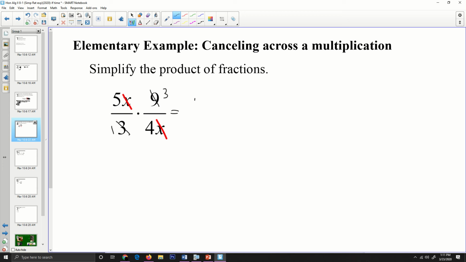5 times 3 is 15. 1 times 4 is 4. And even though this is an improper fraction, we will not have to do anything with it because it is reduced. 4 does not share any common factors with 15, so 15 over 4 is our final answer for that one.